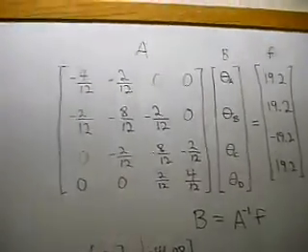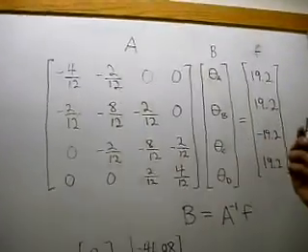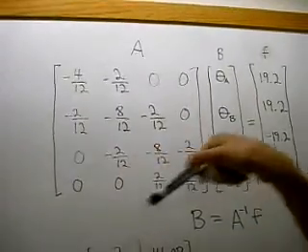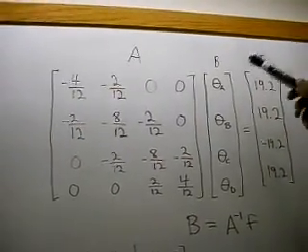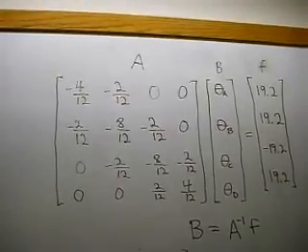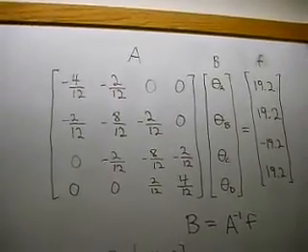So we wrote down those 4 equations in a matrix form, with A being the constants and B being theta A to theta D. F is the fixed end moments.